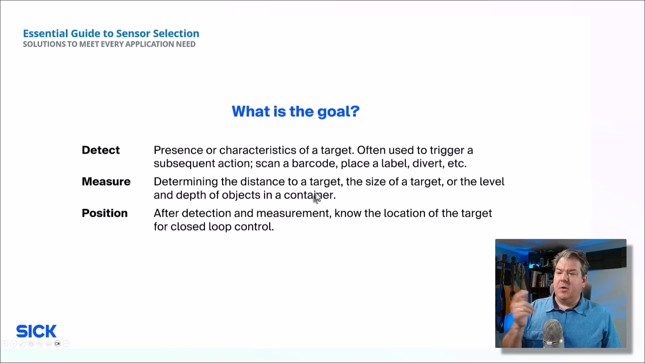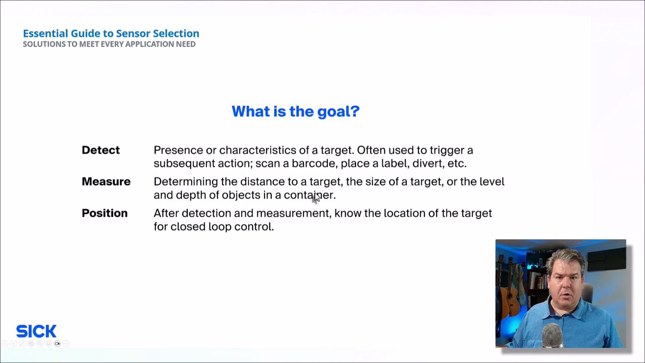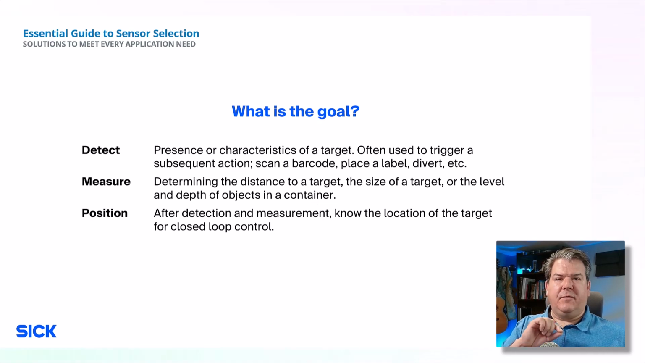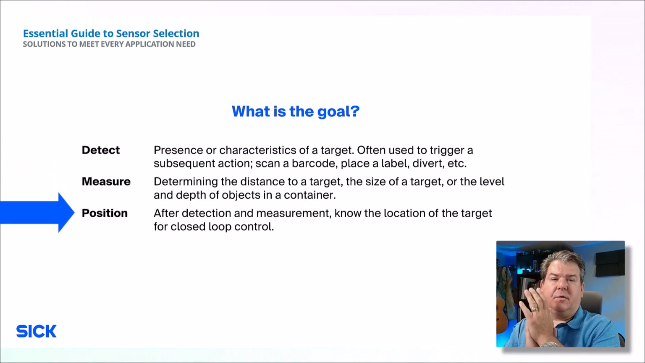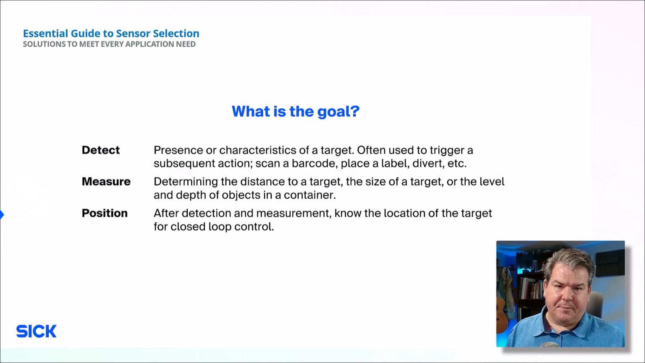Question number three, do you want to position? So after detection and measurement, do you need to know the location of the target for closed loop control? Maybe you want to do overfill protection or dry run protection, and you want to be able to control something, or maybe something on a conveyor or a crane. So knowing if you just need to detect or also measure and possibly position your target really sets the stage for what type of sensor and also what type of output you're going to look for in a sensor.